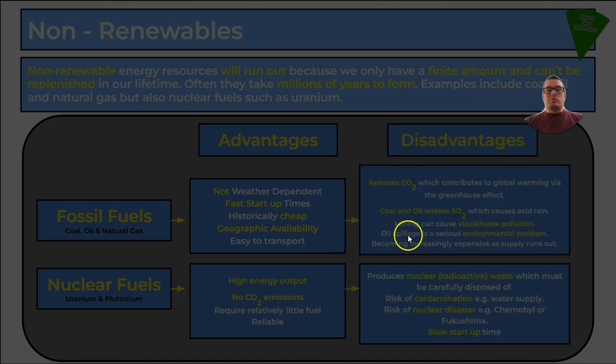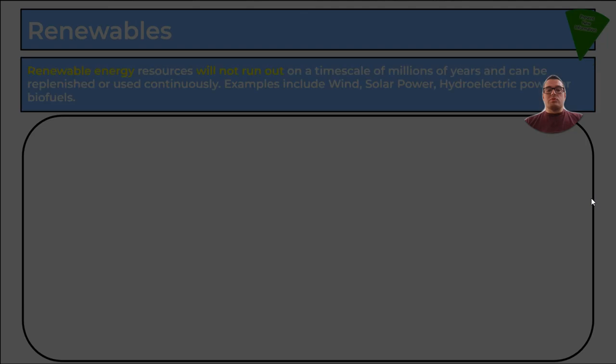For any of these, you should also know some general disadvantages. So for your chemical fuels, of course, you do produce CO2, which is a downside, and also other impurities like sulfur dioxide. They can also produce visual pollution, and obviously as supply runs out, they're becoming more expensive. With nuclear power, you have the disadvantage of nuclear waste, which you must dispose of, and the risks of contamination and nuclear disasters.